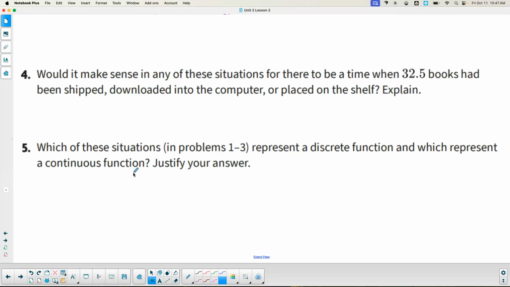Would it make sense for any of these situations to be a time when 32.5 books have been shipped? For me, this would not, because you can't have 0.5 of a book. You either have the book or you don't. That's why it's also discrete and not continuous. They all are discrete.